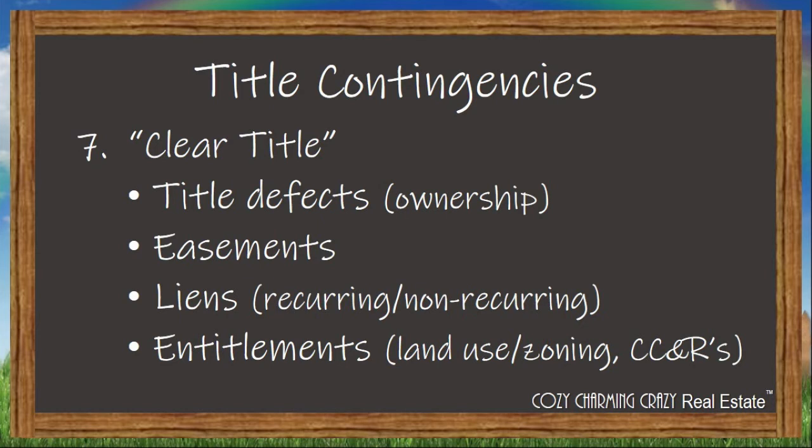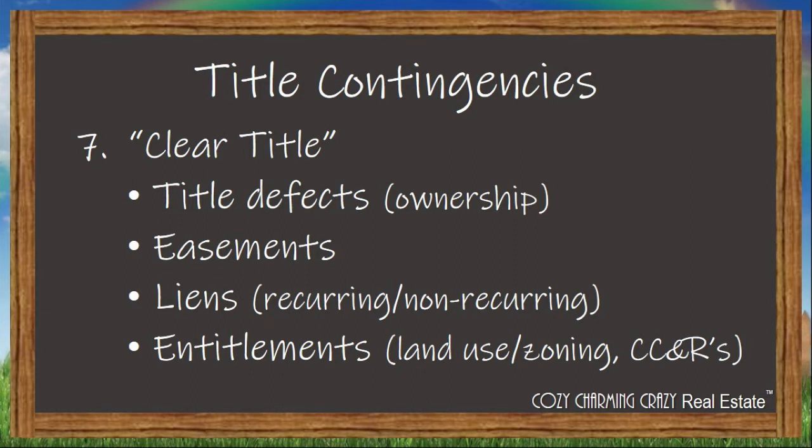And a simple example might be if the seller of the property had a judgment against them based on any kind of disagreement or problem that they had with someone else. And when they went to court, that judgment against them was secured by a lien against their home. And that would be a non-recurring lien that would need to be satisfied either prior to closing escrow or as part of escrow. And that would be definitely a contingency a buyer would want.